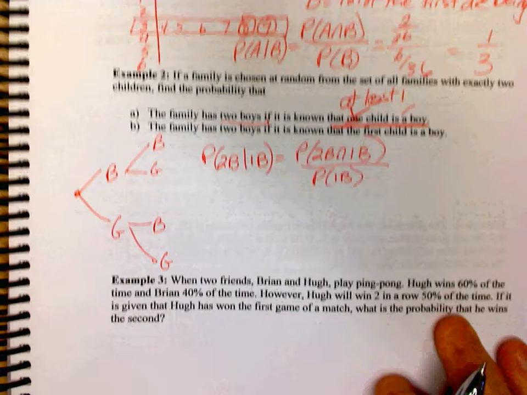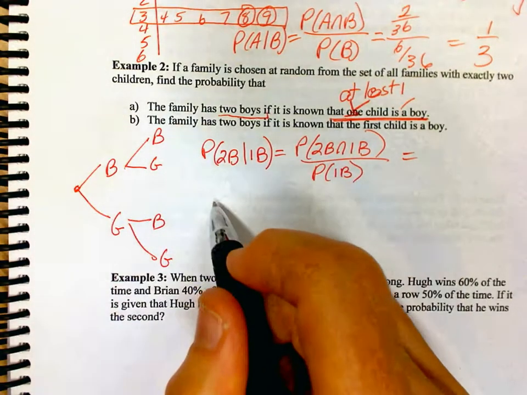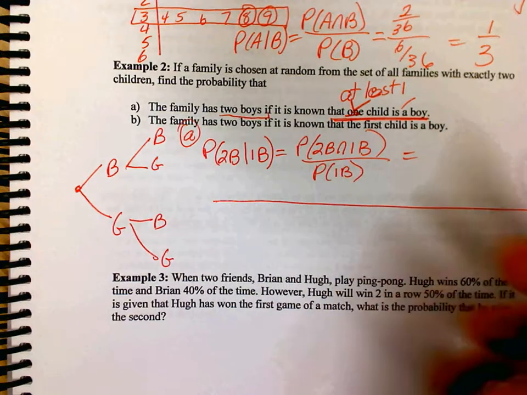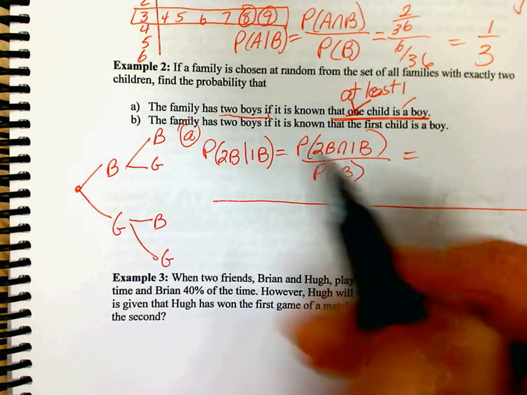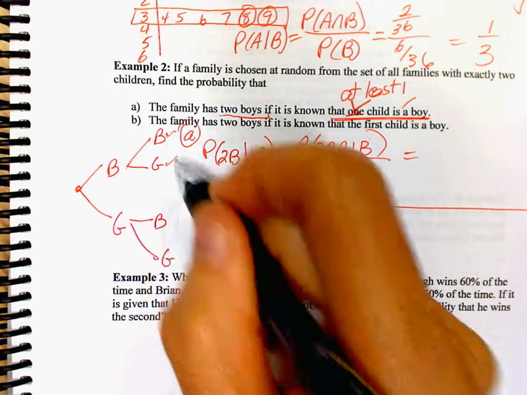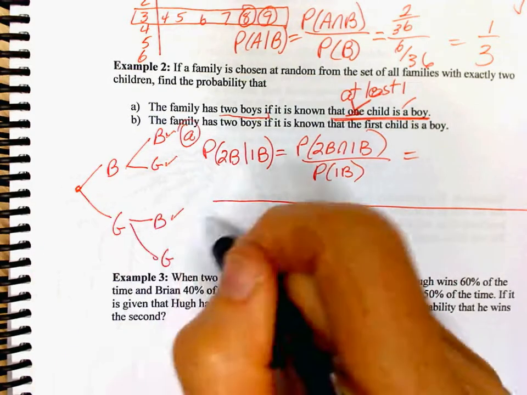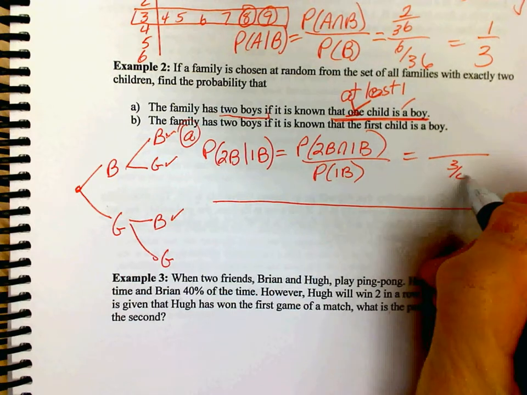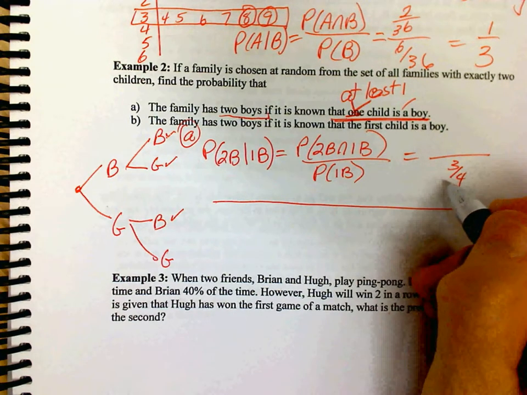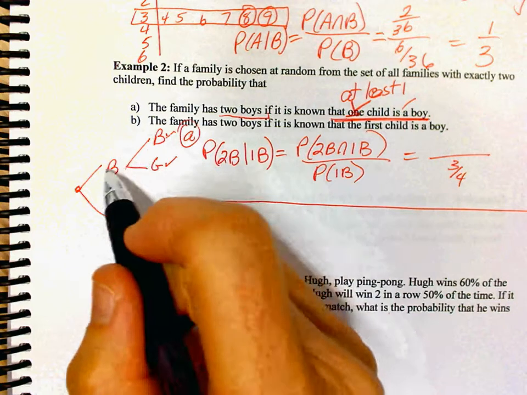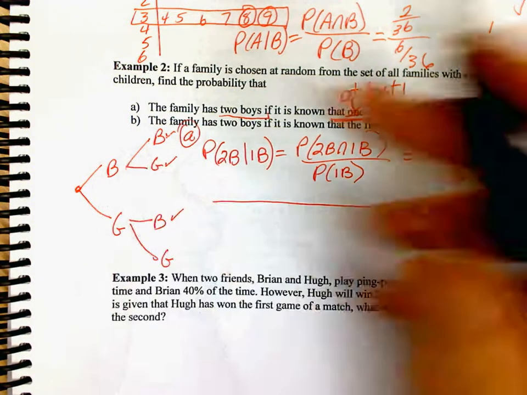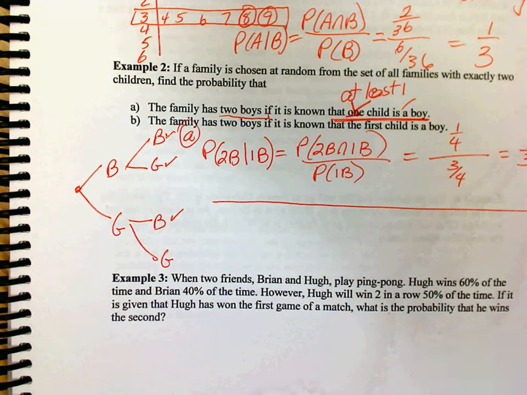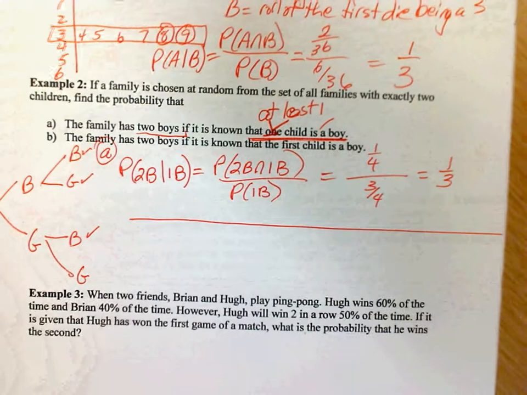Okay, so let's look at this. This is part A. Alright, at least one child is a boy occurs here, here, and here. There's 3 ways that can occur. So the probability of at least one child being a boy is 3 out of 4. And the probability of 2 boys is 1 out of 4. And that equals 1/3. Makes sense?